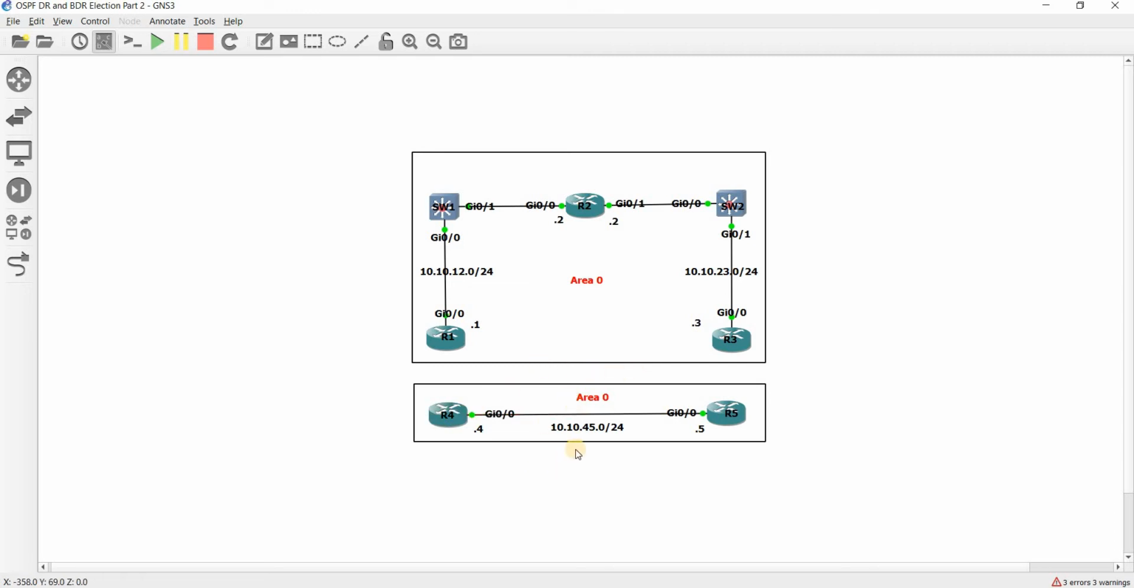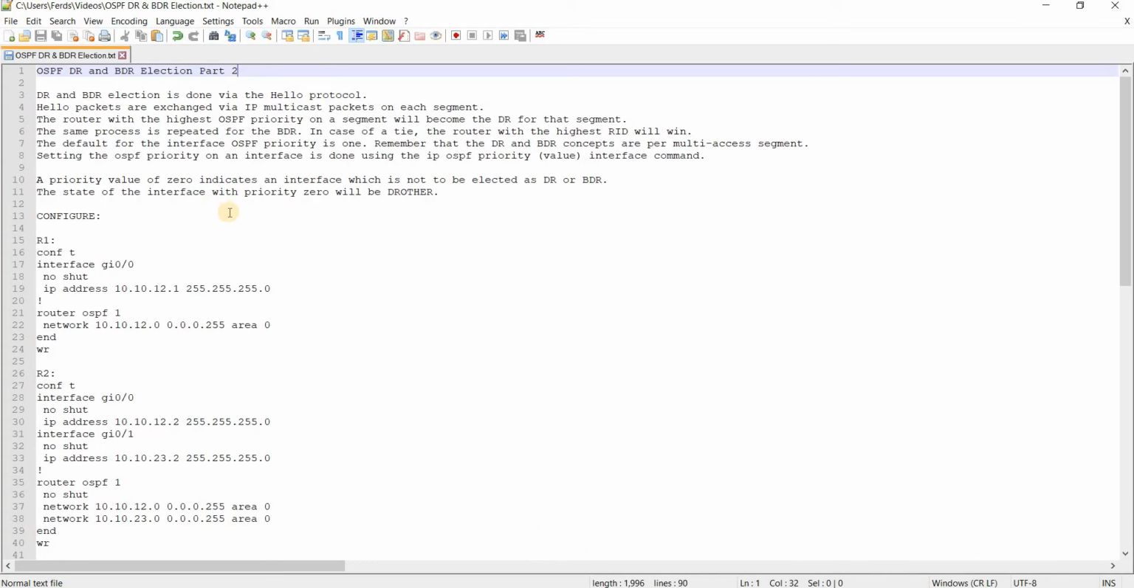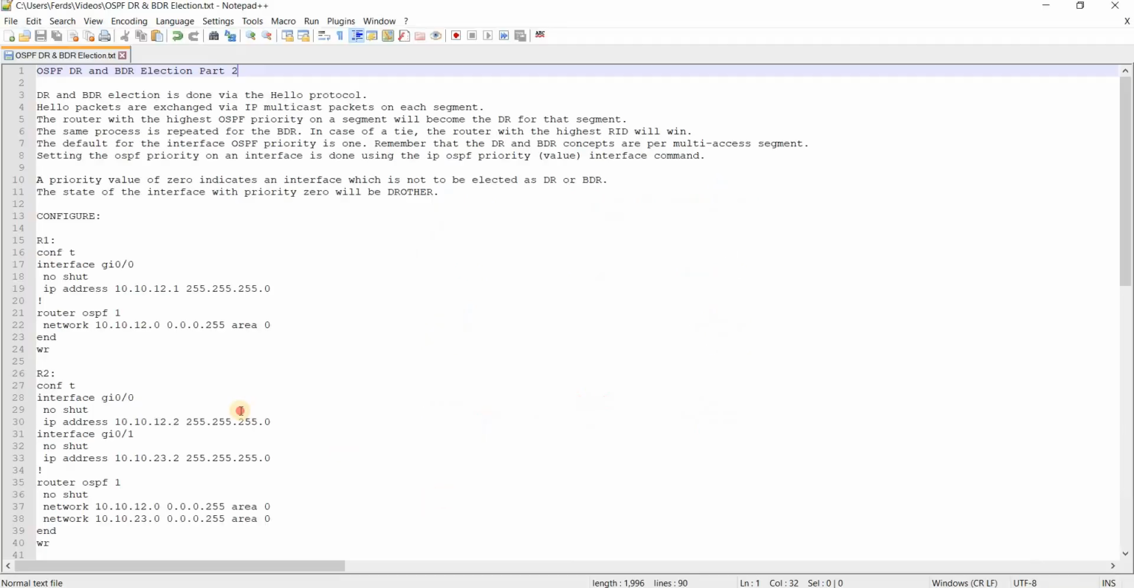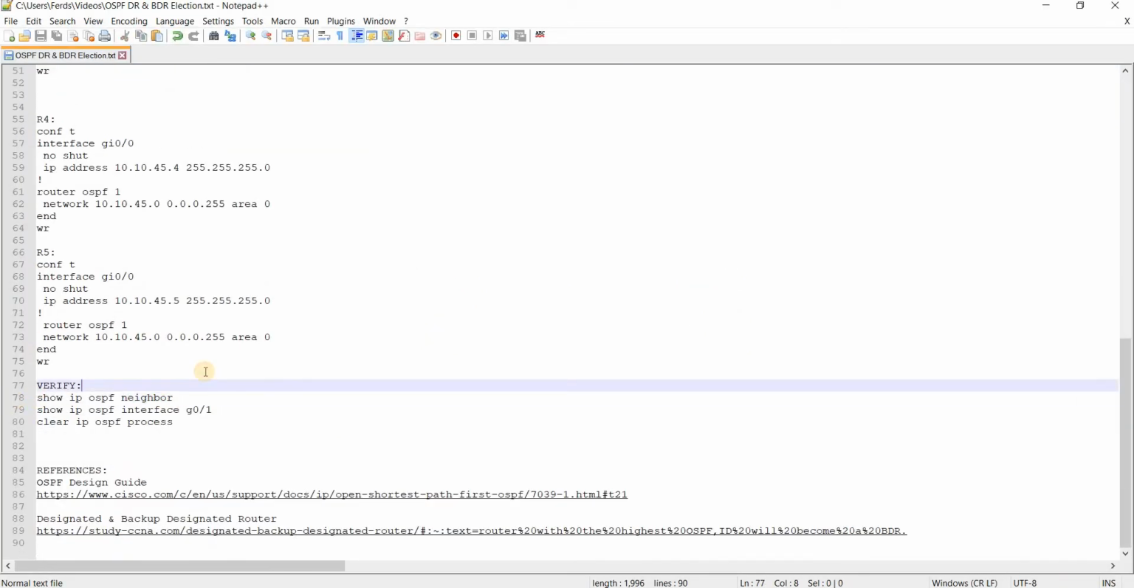And I have this here because you don't have to have a switch in between routers, for example R4 and R5, to have DR and BDR election. DR and BDR election is also happening when you have this kind of network. I will show you the output of this command later, and we can verify it here.